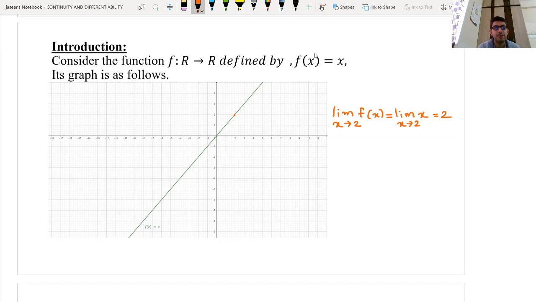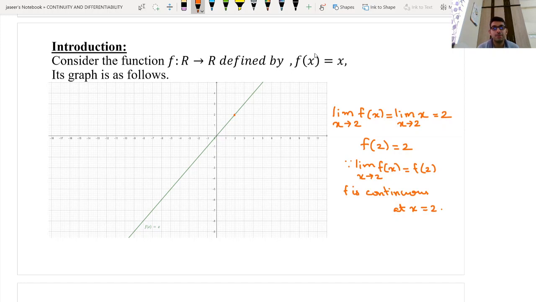Now here, to the left and right of 2, the function has only one value, so if we take the left hand limit and right hand limit, you will still get 2. So we can directly say the limit as x tends to 2 of x equals 2. After finding the limit, you have to find the value of the function at that particular point. So f(2) is also 2. Now since the limit as x tends to 2 of f(x) equals f(2), f is continuous at x equals 2.